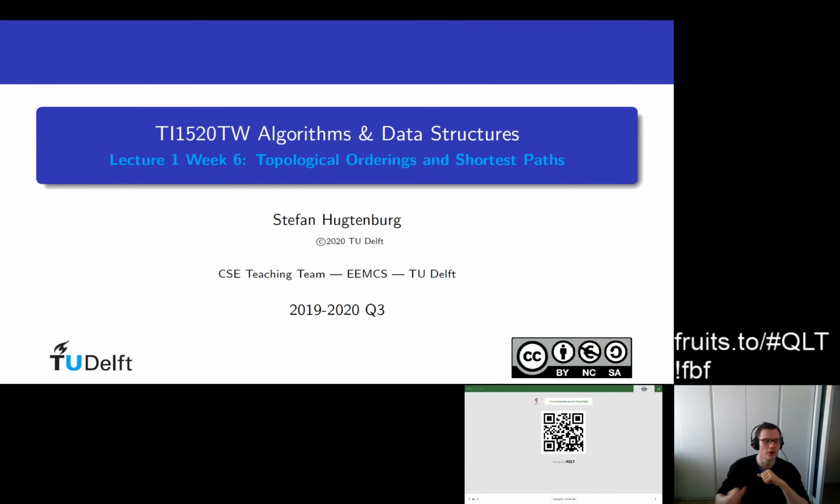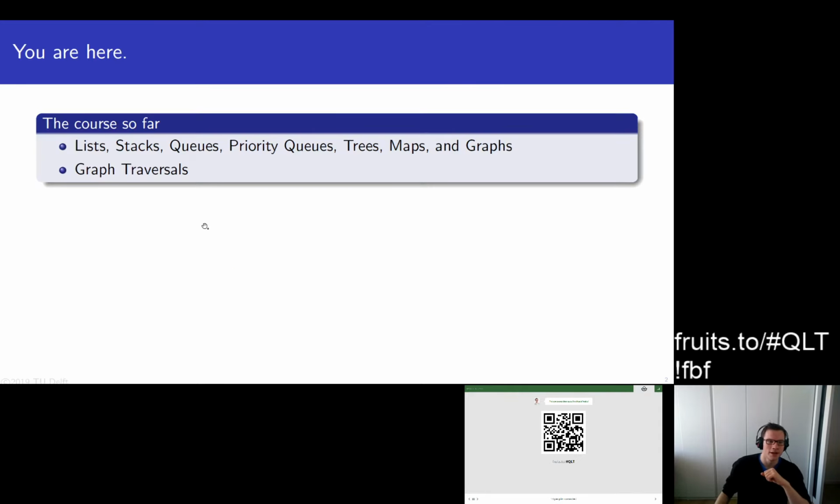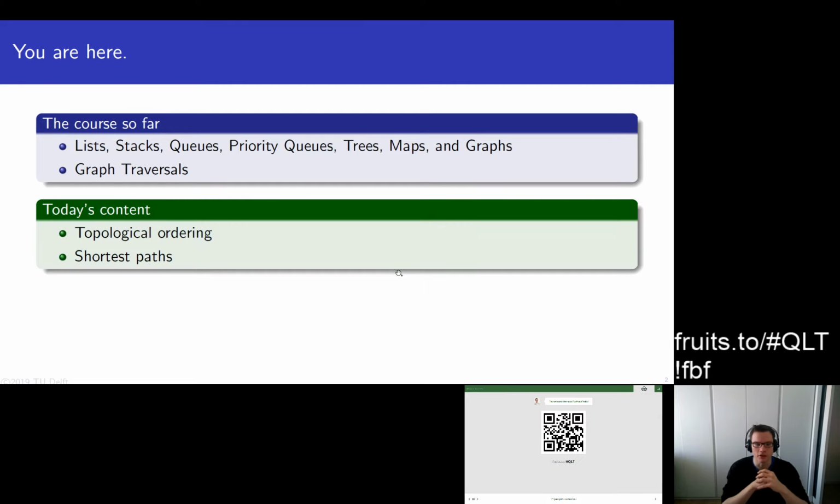But before we do all that, quick recap. So last week we introduced graphs, and we took a look at different graph traversals. We took a look at breadth first search and depth first search, two ways of answering the question, is there a way to get from A to B? Now today, as I mentioned, we'll take a look at topological orderings and shortest paths.